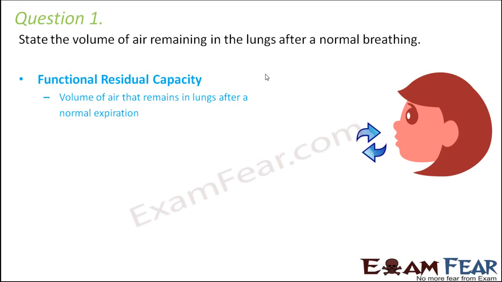So functional residual capacity is the volume of air that remains in the lungs after a normal expiration, or what you call a normal breathing. So how do we calculate this functional residual capacity? This is nothing but the residual volume, that is the volume which is left over in the lungs after a forceful breathing, plus the expiratory reserve volume. This is the volume which you would have given out if you had done a forceful respiration. So that means it is RV plus ERV.